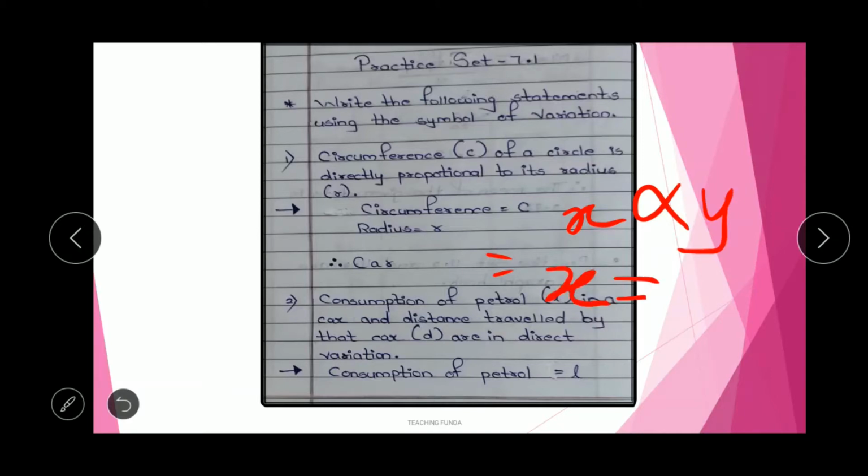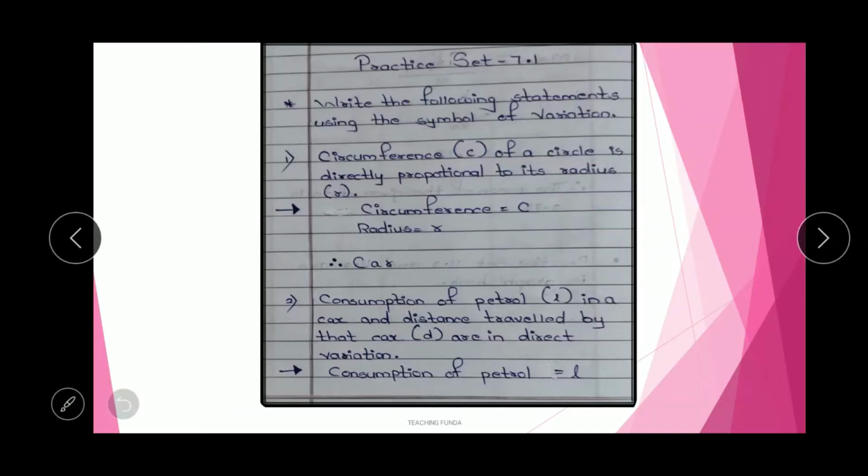x is equal to k upon y. Now you will ask why I have added the k. It is the constant of variation. It's the rule of maths, you have to add k. This was about direct variation, but in inverse variation the formula is different. Later I will teach you what is inverse variation.